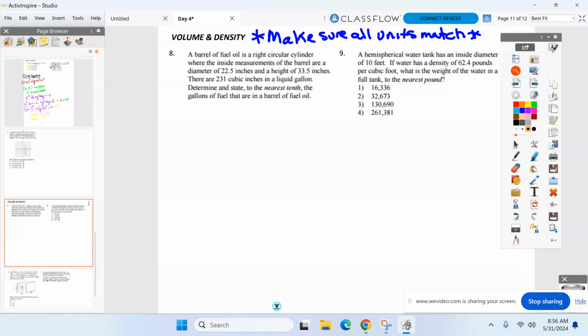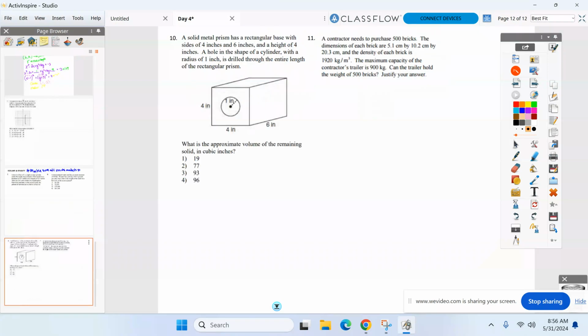Okay, before we go, can you go to number 11 for me, please? Number 11, there's a conversion I need to give you before you do that problem. That's not on your formula sheet, and that conversion is 1 meter equals 100 centimeters, so make sure you have that conversion.